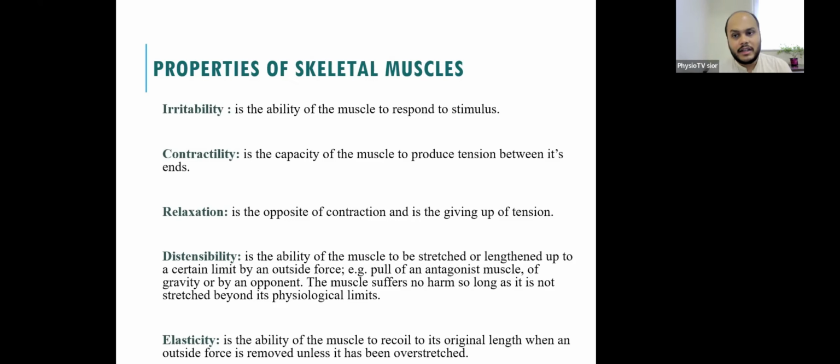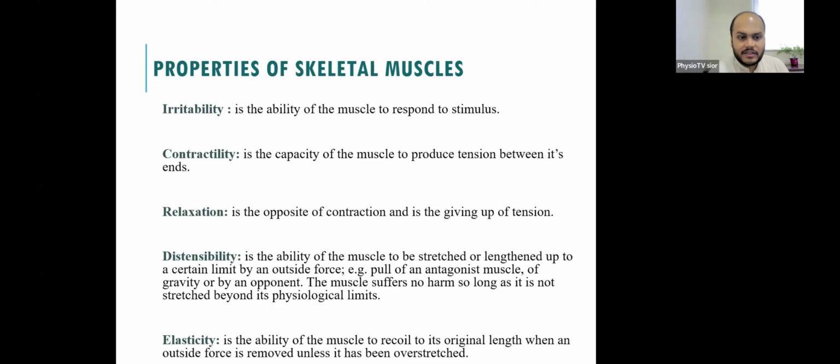So contractility will improve when the opposite group of muscle, exactly the opposite group to the muscle that is trying to contract, is relaxing at the same time. So it does not have any resistance to the movement. That's why relaxation as a property is one of the most important ones, because it helps the muscle to conserve energy.